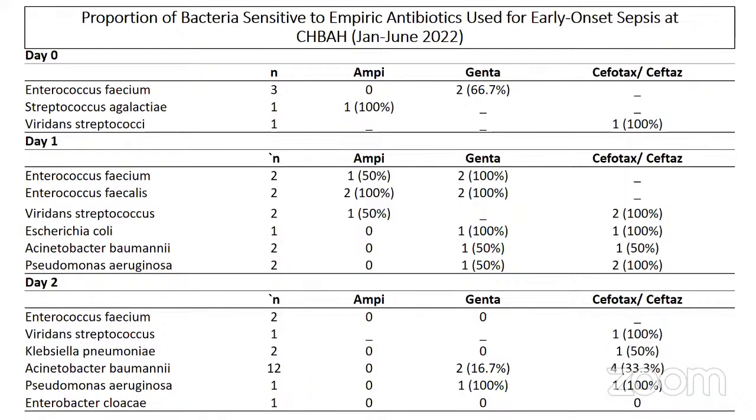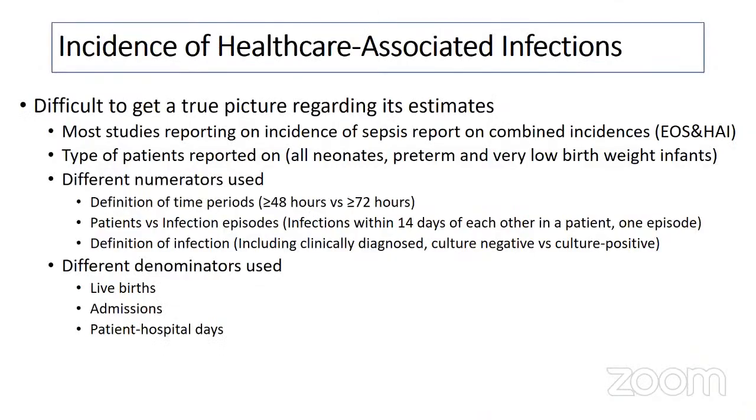There's nothing stopping us from saying you cannot get what is in your unit, as compared to having acquired it from the mother. So as you can see then, looking at those definitions, it becomes difficult to give a true estimate of healthcare-associated infections in our units, because it depends.